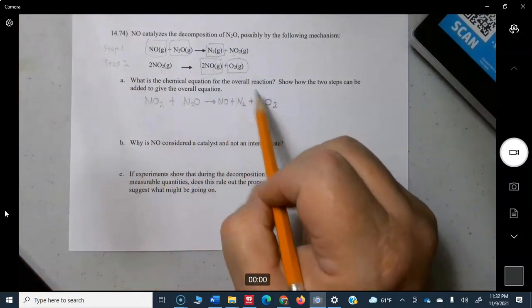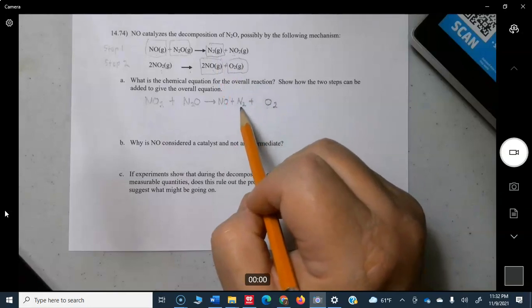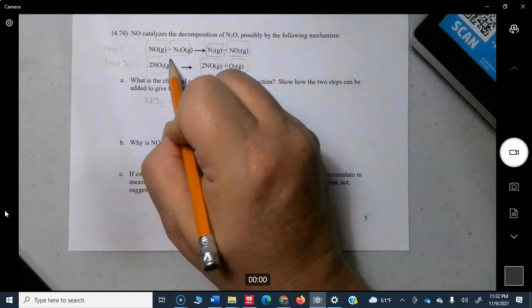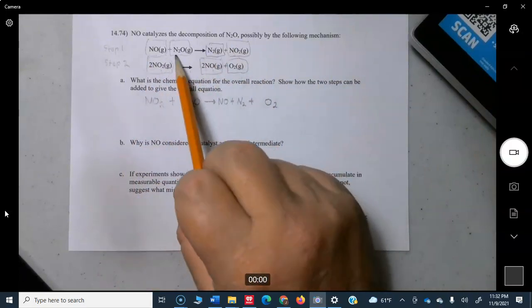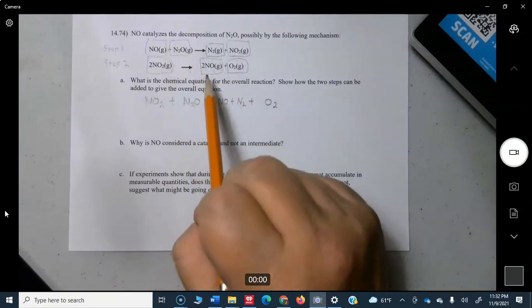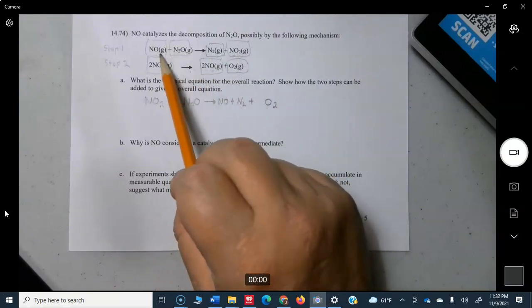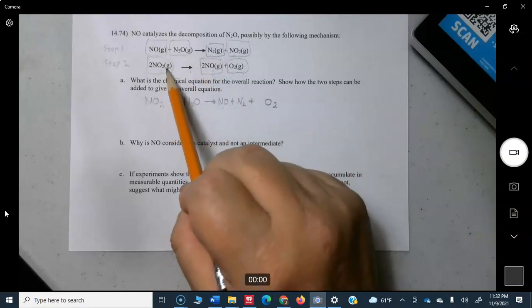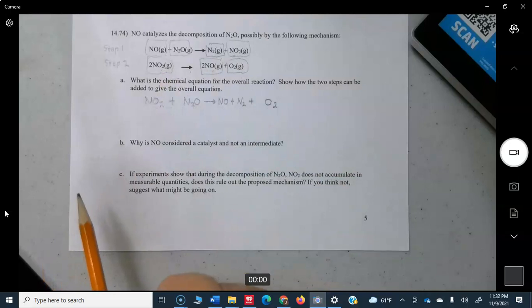We got an O2 there, N2 there. Okay, let's go ahead and put the box around these since we finished with these. We've got the N2O. It doesn't appear anywhere else, so it's on the left side. 2NO minus NO gives you NO, and it's going to be on the right side. And 2NO2 minus NO2 is NO2, and that's going to appear on the left side. Okay, so there is our overall reaction.